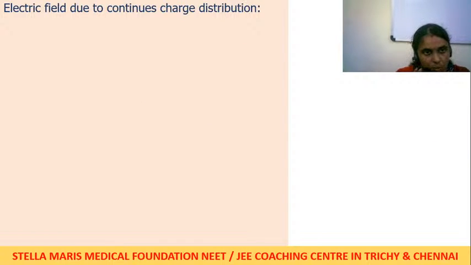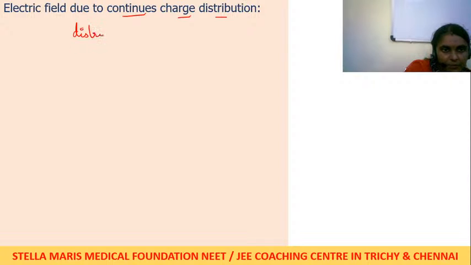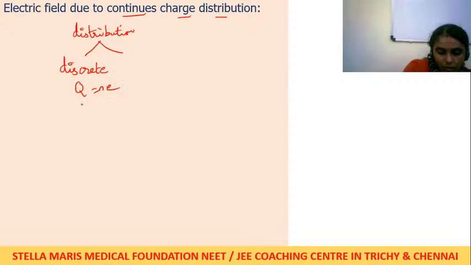Okay, so the next one: electric field due to continuous charge distribution. So far we have considered discrete particles. Discrete means single particles, where we know that Q equals n e. Here in this topic we are going to see continuous charge distribution.